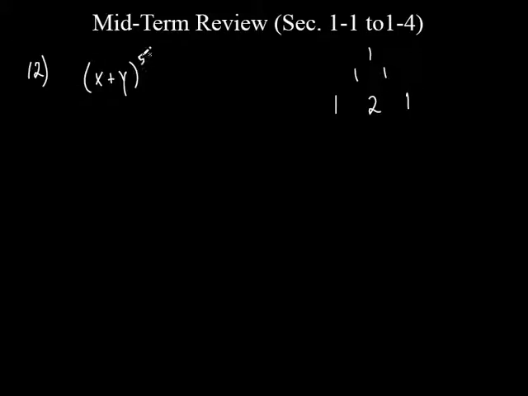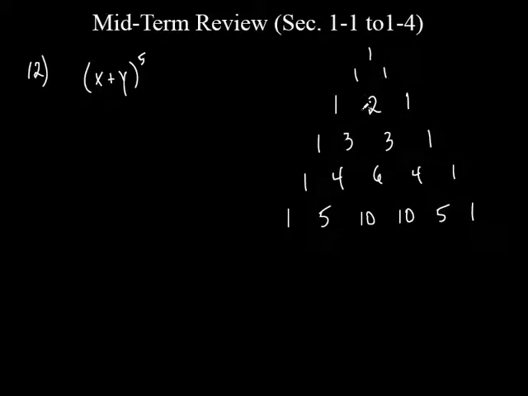So let's go down. Since this is to the 5th power, we're going to go, that's to the 0 power, to the 1st, to the 2nd, 3rd, 4th, 5th. So we'll go down to the 5th. Right? So we go 1, and then 3, 3, and then a 1, then another 1. You add those up, that's 4, 6, 4, and 1. And do it one more time, right? 1, 5, 10. Good.